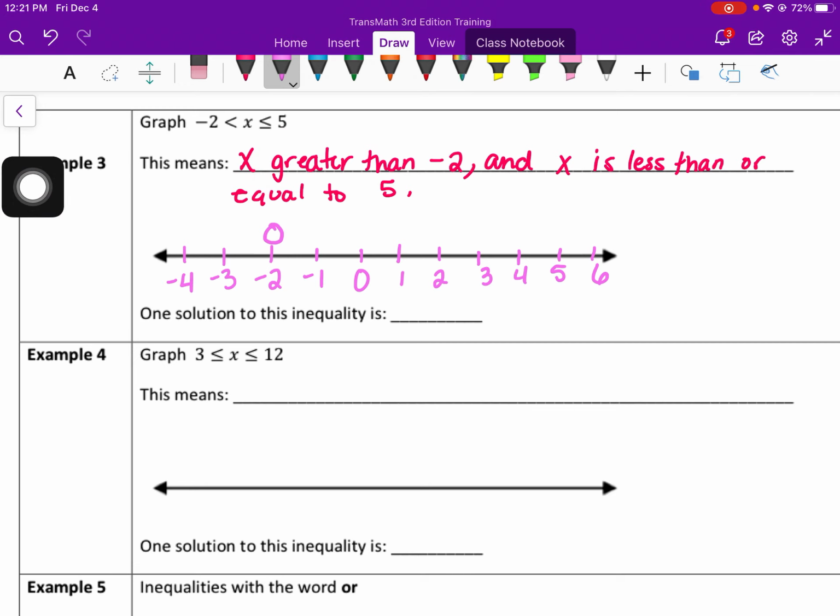Then it's x is less than or equal to 5. Since it's also equal to 5, at 5, we're going to have a closed circle. So x values that are greater than -2 go to the right of -2, and those less than or equal to 5 are to the left of 5. And so the numbers that satisfy this and inequality are between -2 and 5.